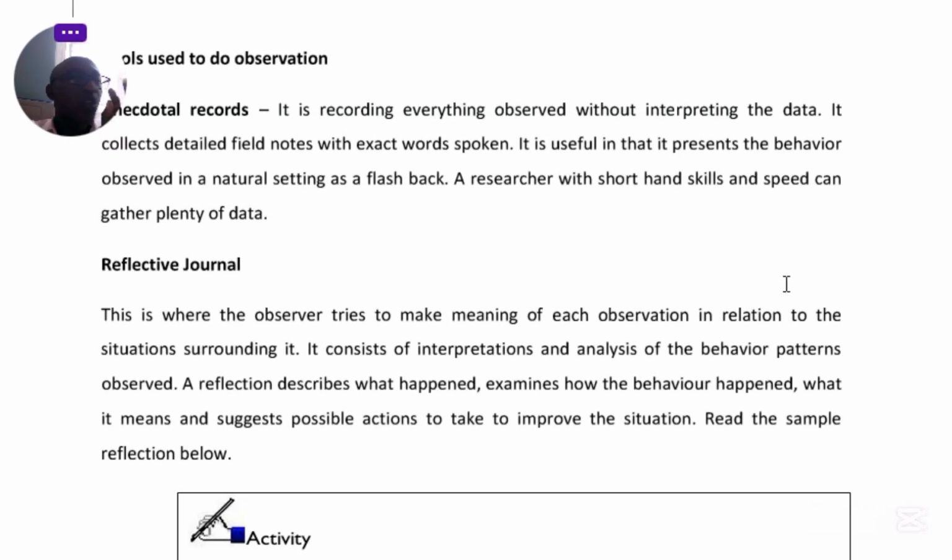The second tool you can use in observation is called the reflective journal. In the reflective journal, you the observer try to make meaning of the observations in relation to the situation around. In other words, at that point of observing, you come up with interpretations and analysis of the behavior. A reflection describes what is seen, and it examines how the behavior happened and the meaning behind the behavior.